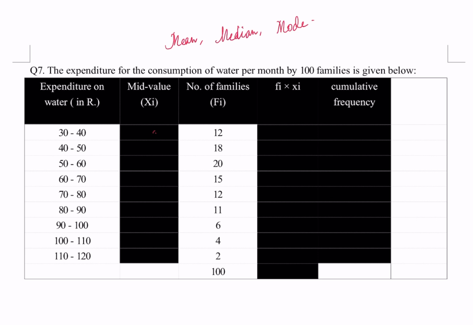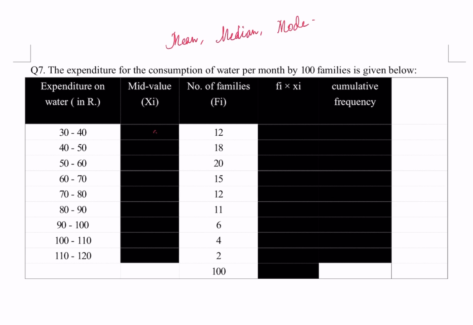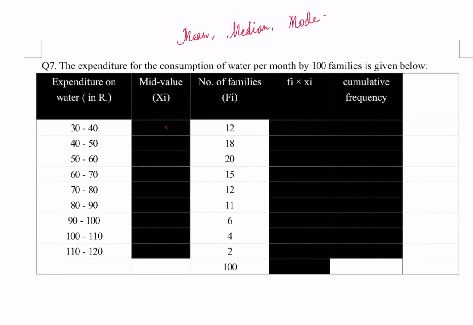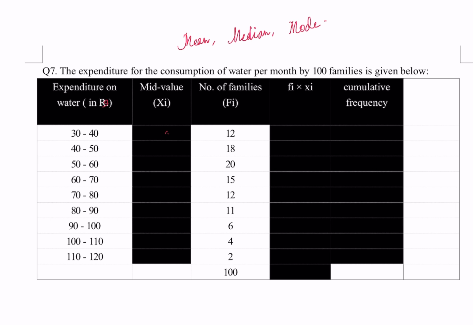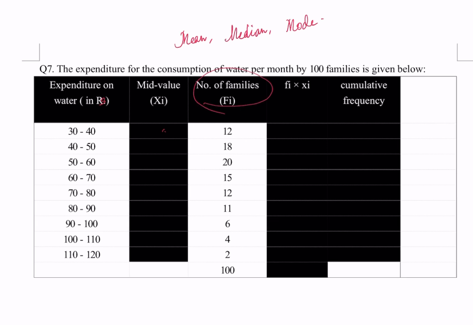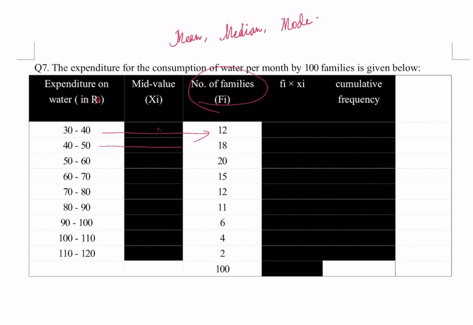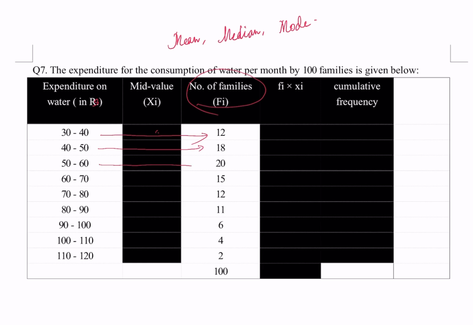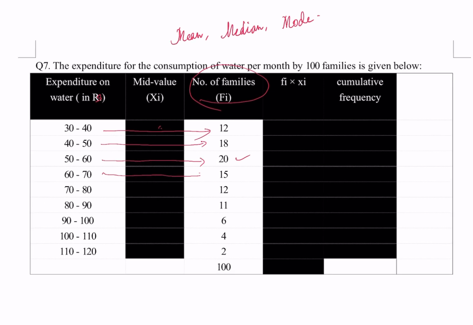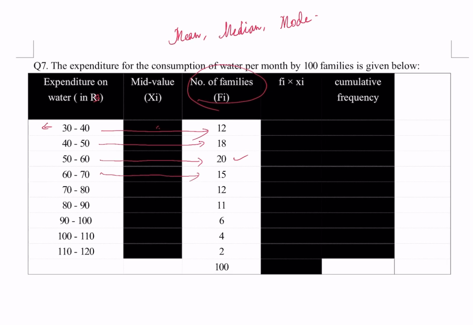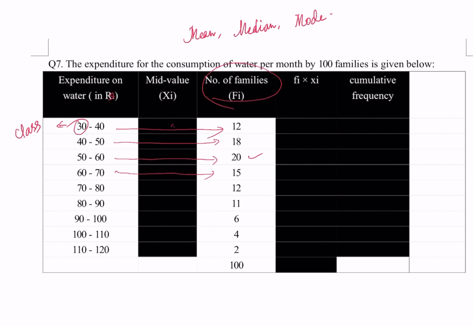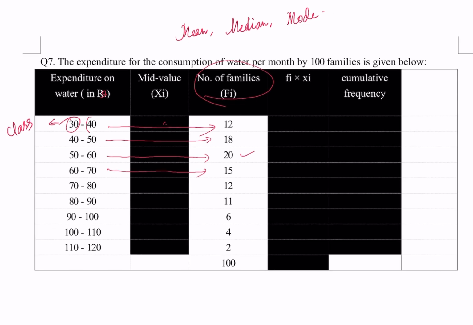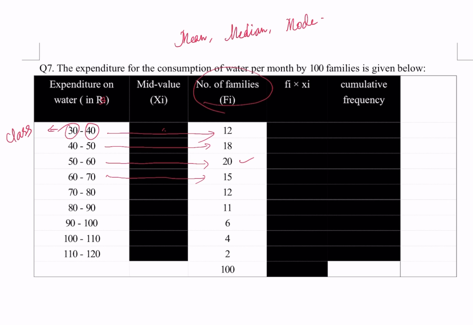The question will be given like this. The expenditure for the consumptions of water per month by 100 families is given below. So expenditure on water, in rupees, is as follows: 30 to 40 rupees if the number of families is 12, and those who spend 40 to 50 is 18, 50 to 60 is 20. So it will continue like this. We know that this is a class, and this 30 is the lower class limit and 40 is the upper class limit.